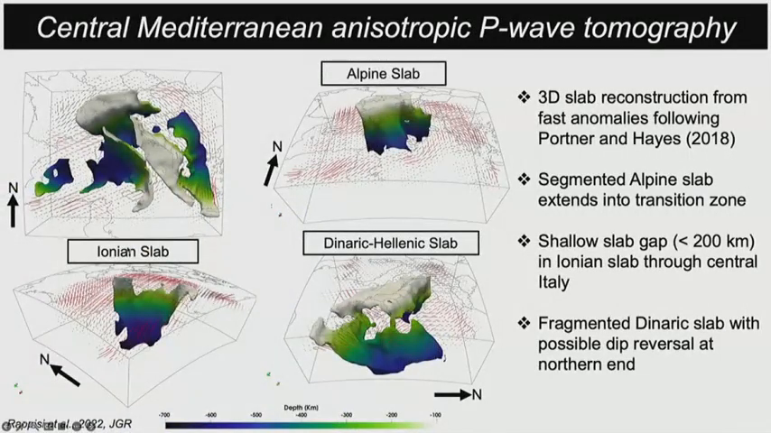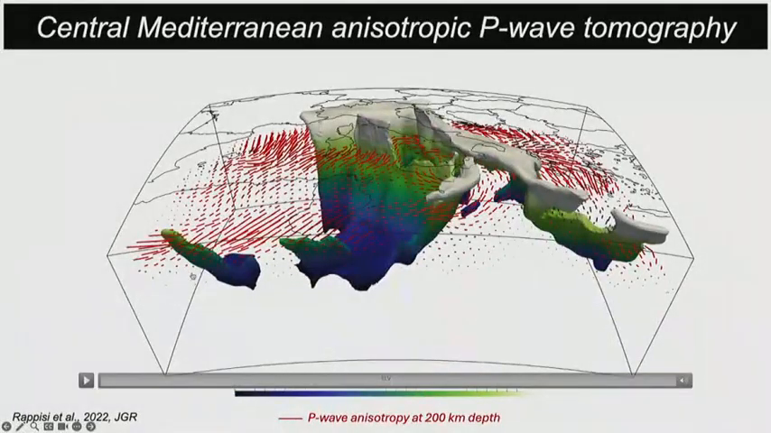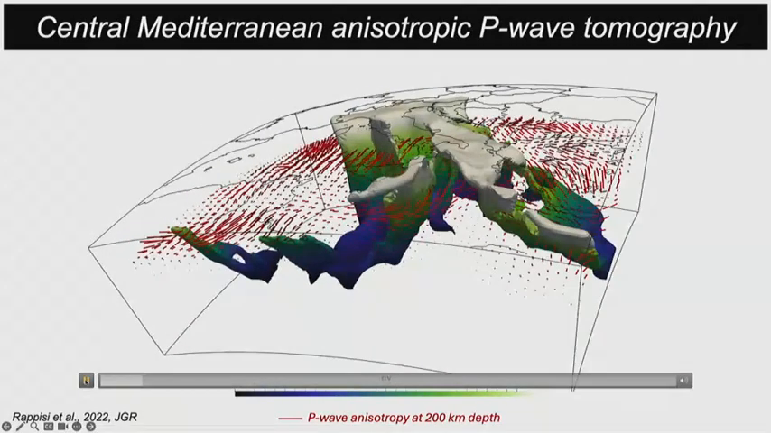Here we can see a three-dimensional view of the cold anomalies volumes. Okay. Here the top view of the three main slabs: Alpine, Apenninic, Adria, Aegean, and this is the Alboran actually. And these are the slabs just shown individually. These bars here indicate the P-wave anisotropy at 200 kilometer depth, and here you can see the animation.